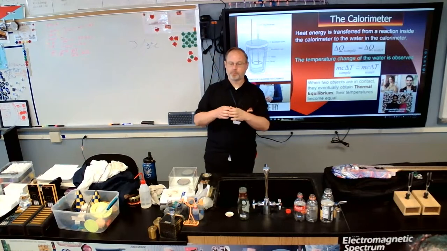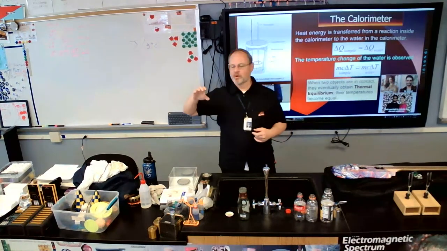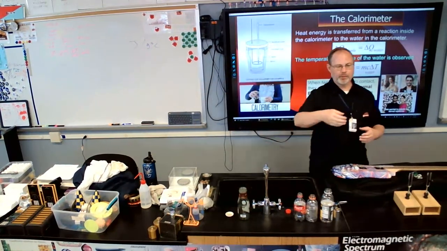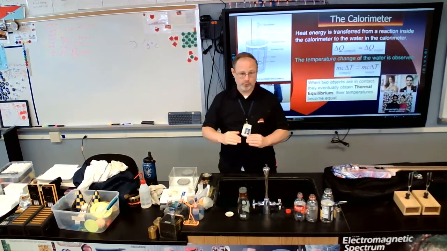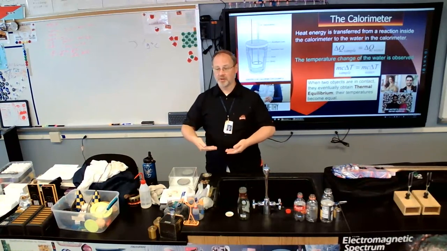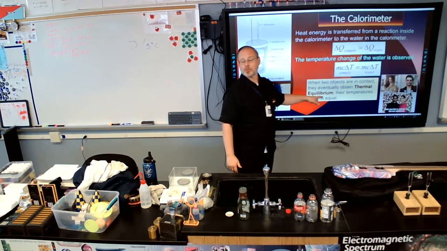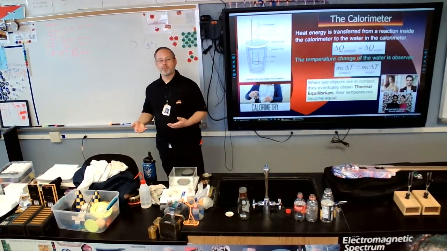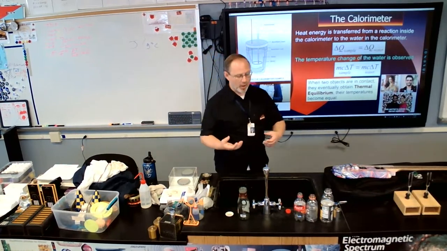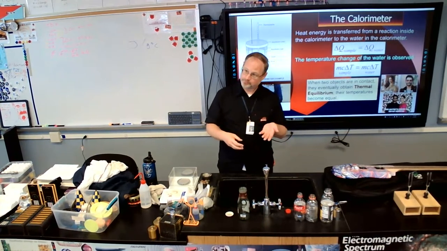What we're going to do is take a block of hot metal and put it in cold water. The hot metal is going to cool down, and the cold water is going to warm up until they get to thermal equilibrium. Thermal equilibrium is what you have with your clothes right now. They're the same temperature. So when you reach thermal equilibrium, the hot metal cools down to the same temperature the cold water warms up to.